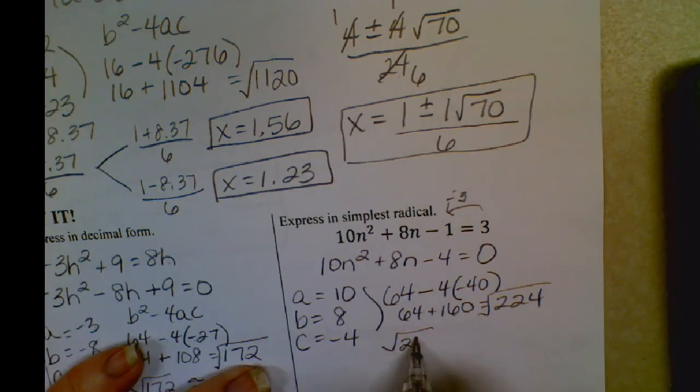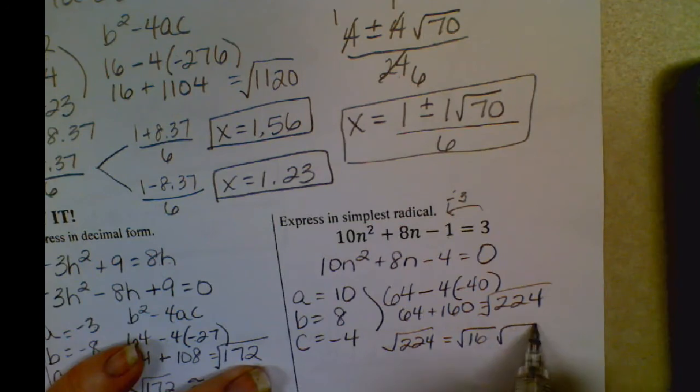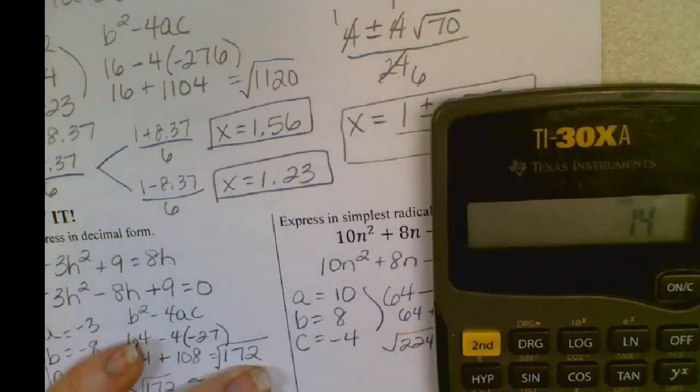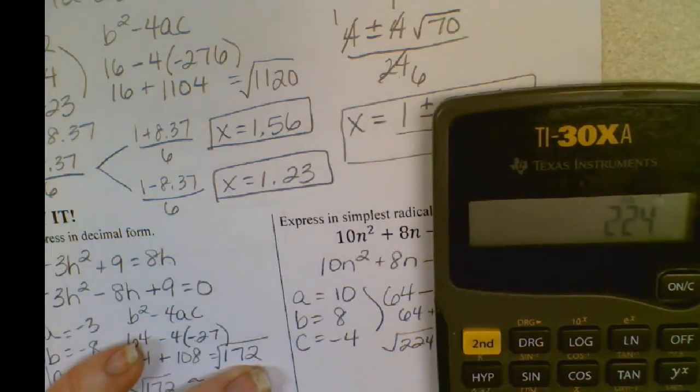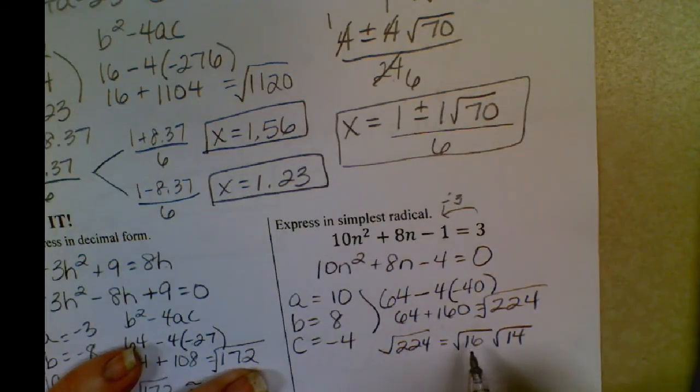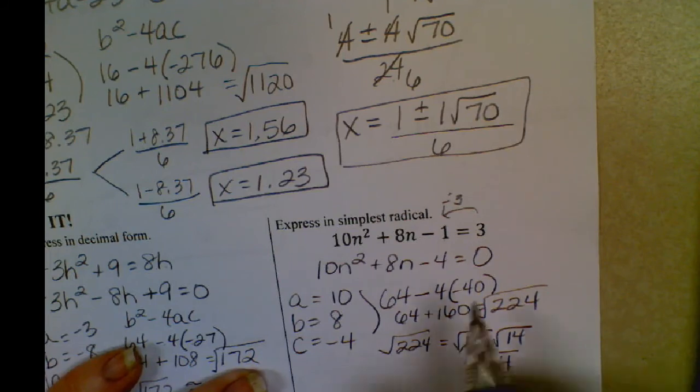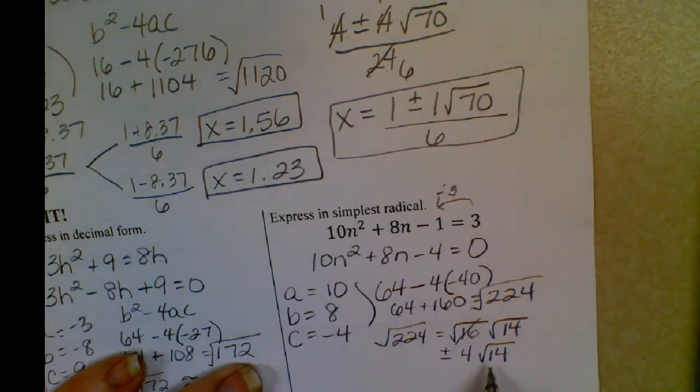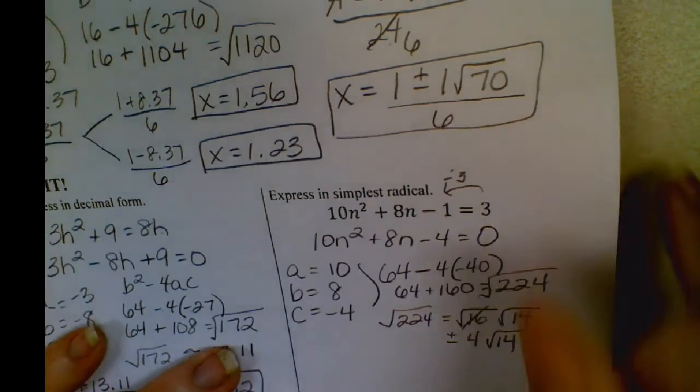So square root of 224 equals the square root of 16 and the square root of 14. Let's double check that. 16 times 14 is 224. The square root of 16 is 4. There's no perfect square that comes out of 14, so we're just going to leave it like that.